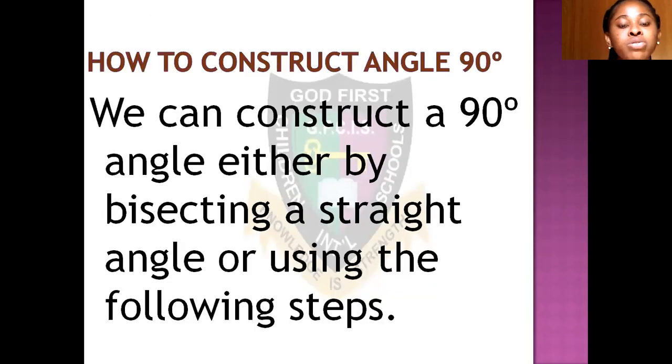So we are going to construct angle 90 degrees. Angle 90 degrees is the bisecting of a straight angle, or you can use the following steps. It's either you bisect a straight angle or you follow the steps which we're going to be discussing to construct angle 90 degrees.